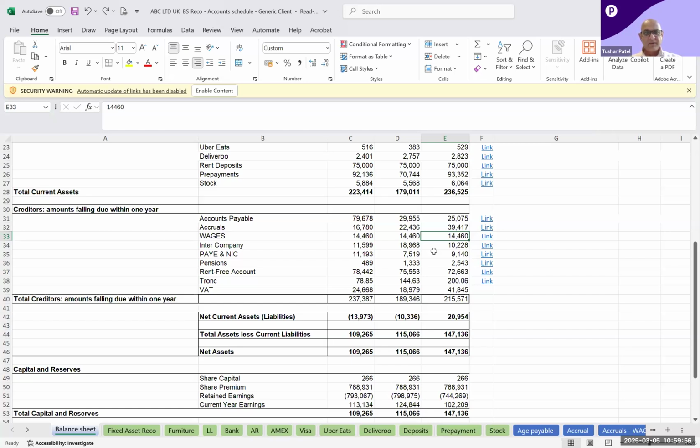So that's similar with PAYE, which is normally payable by the following month, the 19th.